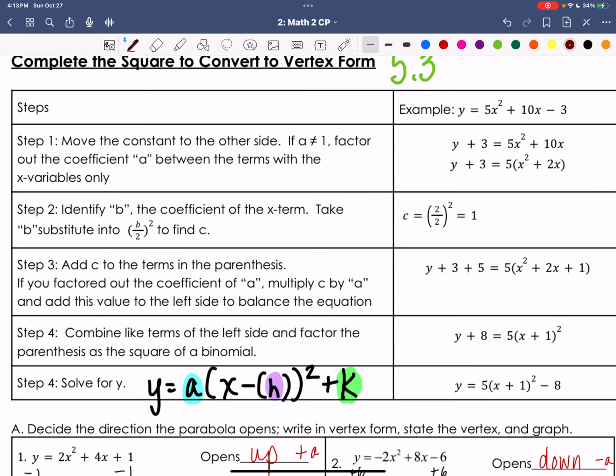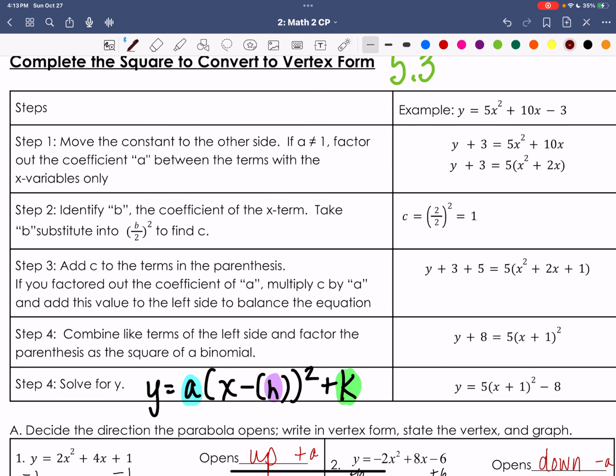There's a couple little changes just because we're kind of working backwards instead of solving for y. But here's what we're going to do. First, we're going to move the constant to the other side. So here, -3, we're going to move over to the other side by making it a +3. Now, if a does not equal 1, you need to factor out a between the terms of the x variables only. So notice a is 5, so we're factoring out 5 from this only. And then whatever is left over from this part goes inside the parentheses.